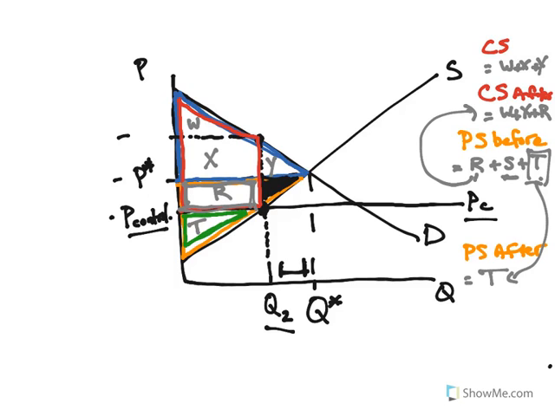So what happened with consumer surplus? Well, W and X are still parts of consumer surplus, but they lost Y and gained R. Right? The R was taken away from producer surplus, and this Y is our deadweight loss. Y represents the welfare loss to all of the buyers who no longer participate in the market.